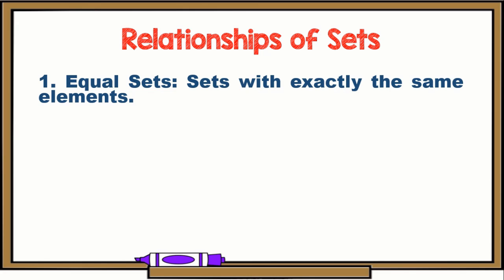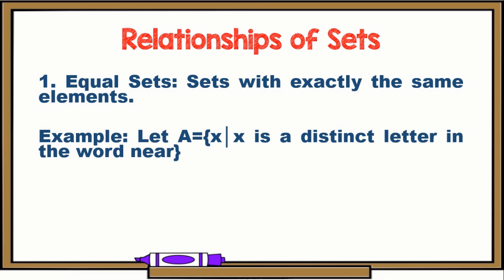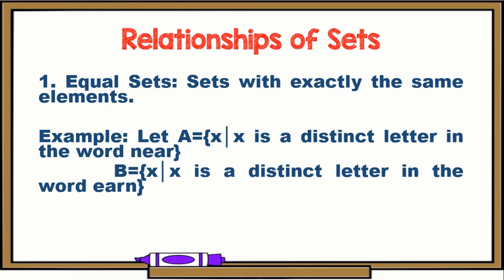First, we have the equal sets. These are sets with exactly the same elements. For example, let A be the set of all X such that X is a distinct letter in the word near. And let B be the set of all X such that X is a distinct letter in the word earn. So let's write them in tabular form. The elements here are N, E, A, and R. While for this set, the elements are E, A, R, and N.